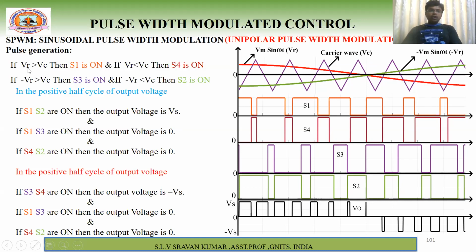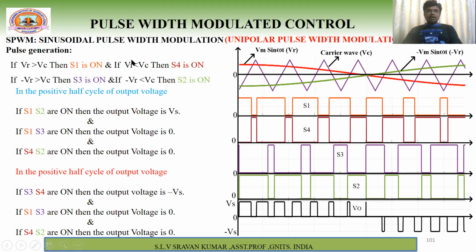So here, if Vr is greater than Vc, then S1 is on. When Vr is greater than Vc, what happens? S1 is on. This is the total S1 pulses. S1 is on, so Vr is greater than this Vc carrier wave. Next, if you take here, see here also, if Vr is greater than Vc, then S1 is on.